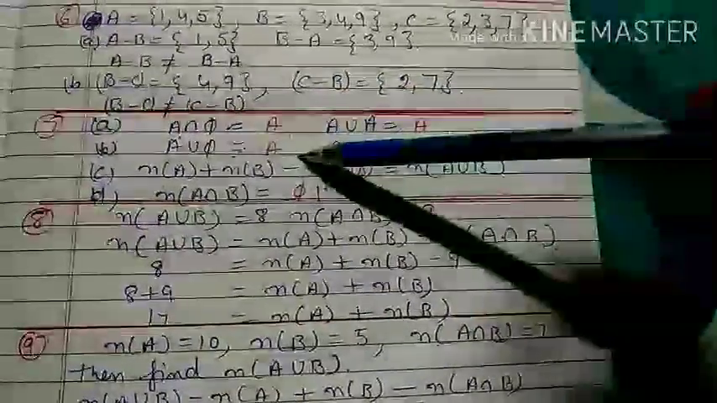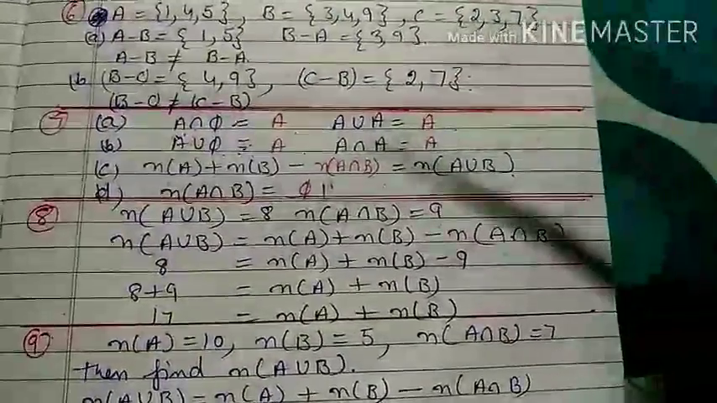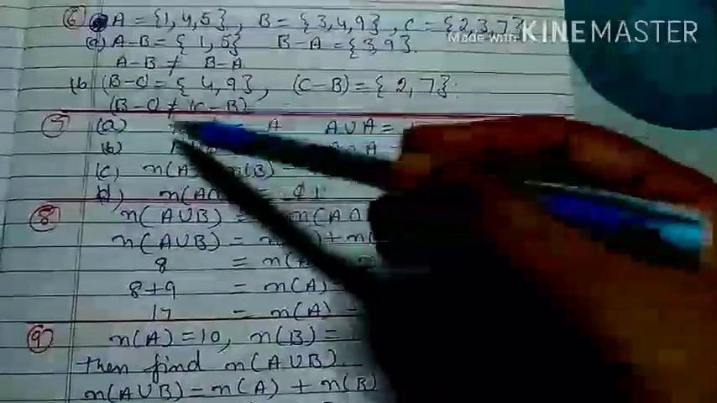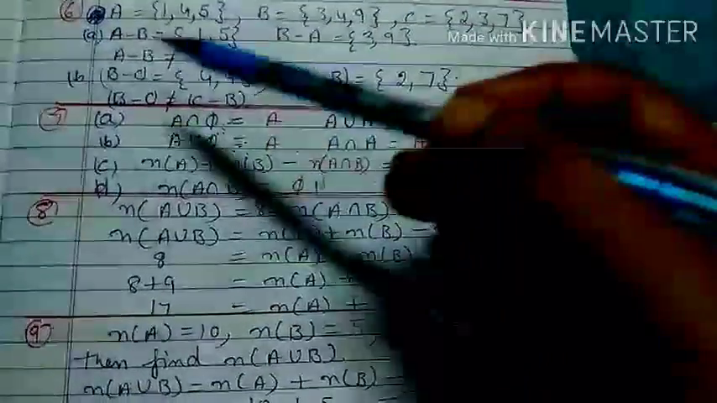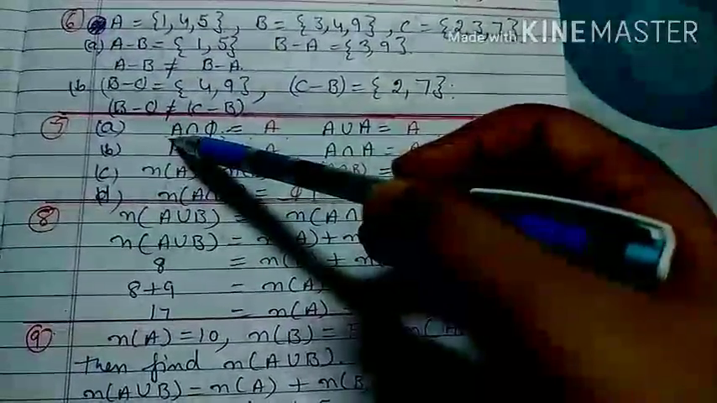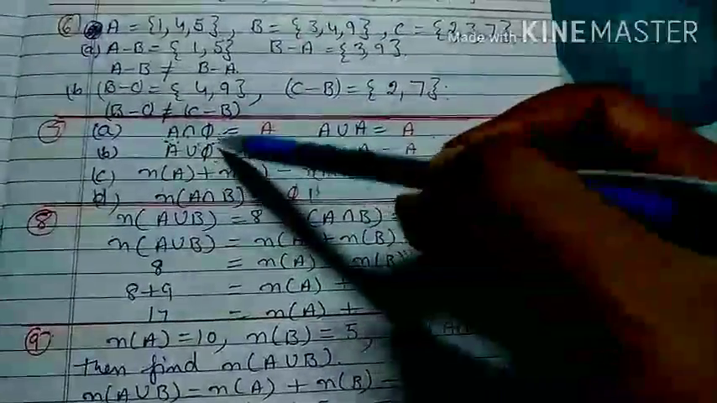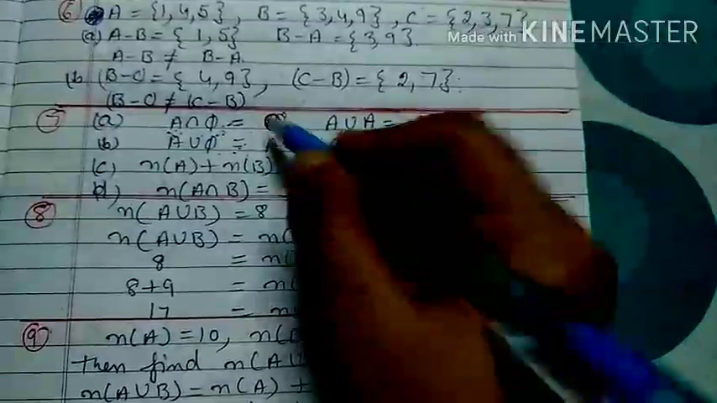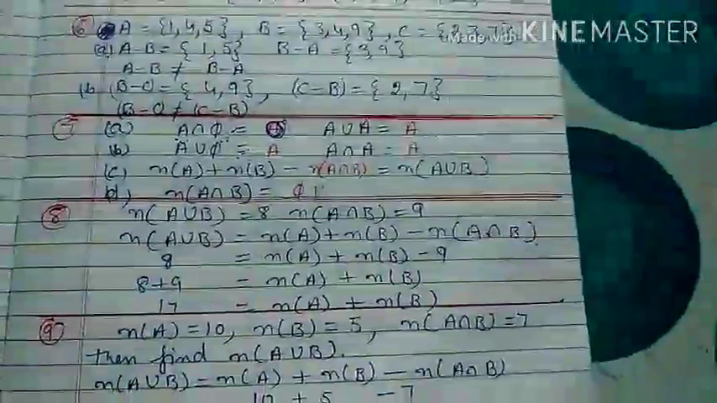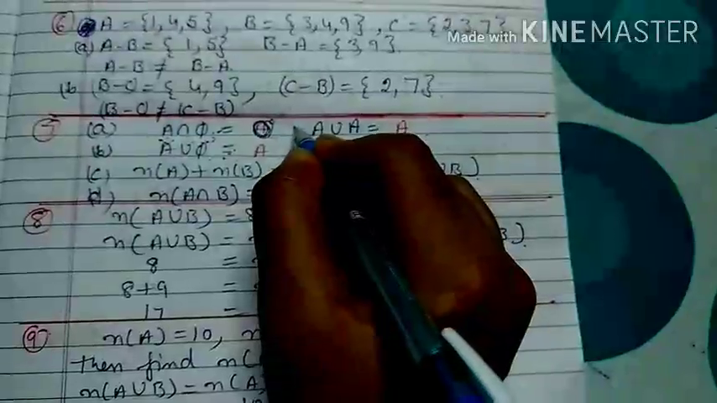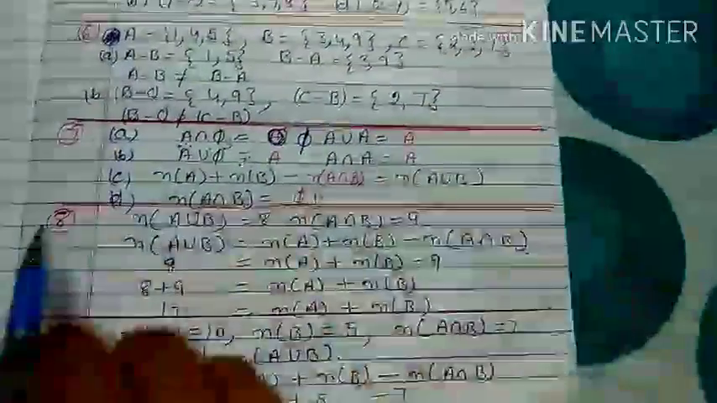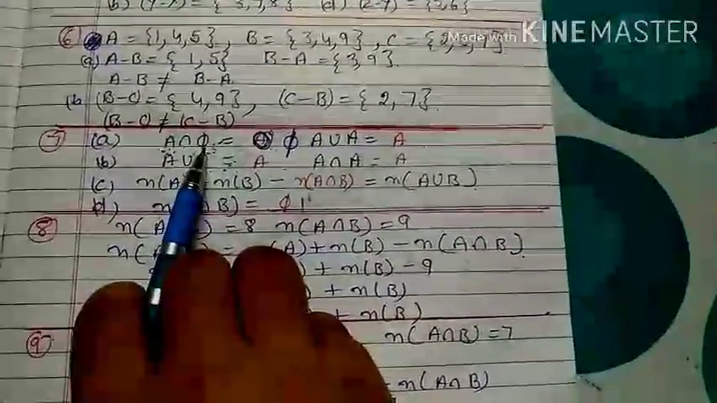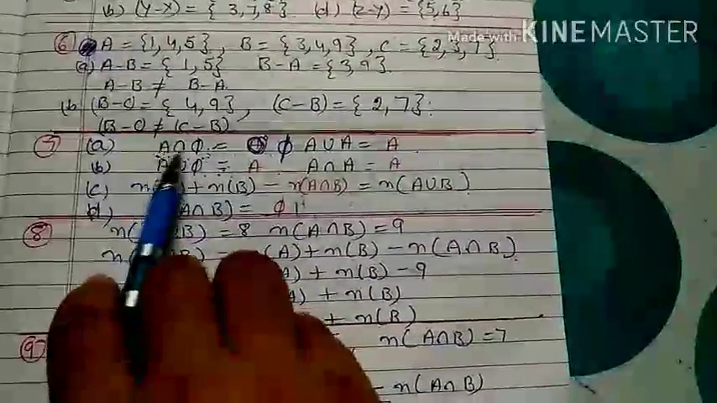A union phi is equal to A, but A intersection phi is not equal to A, because there is no common element, because this is phi and this is the A set. We can't say that A intersection phi is equal to the A set, no. A intersection phi will be phi. Suppose the elements of A are 1, 2, 3, and this is phi. There is no common element between a particular set and phi.